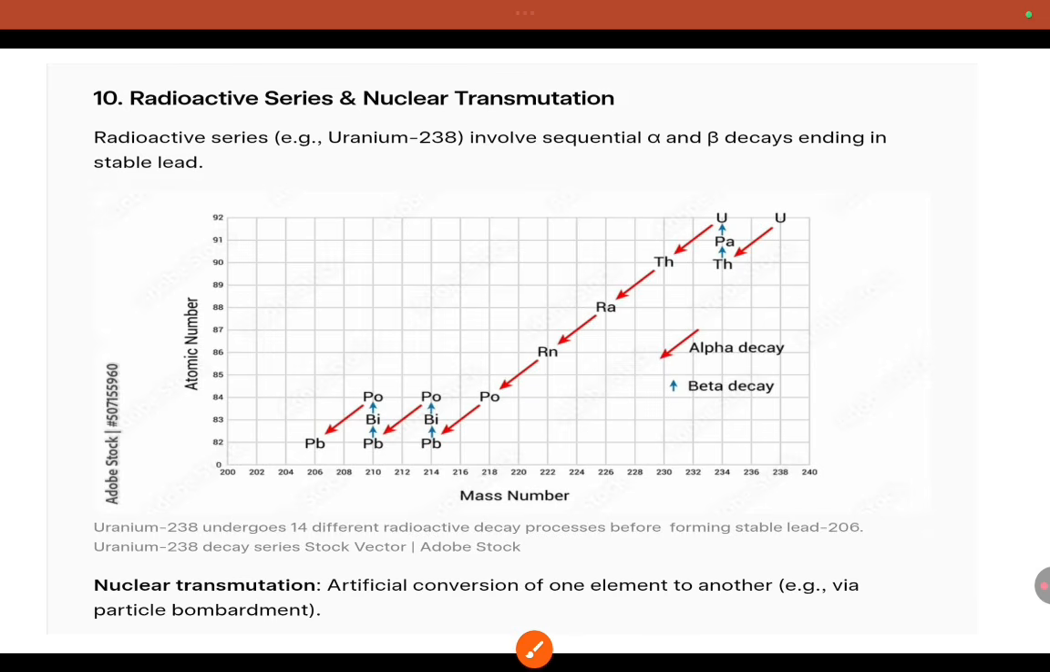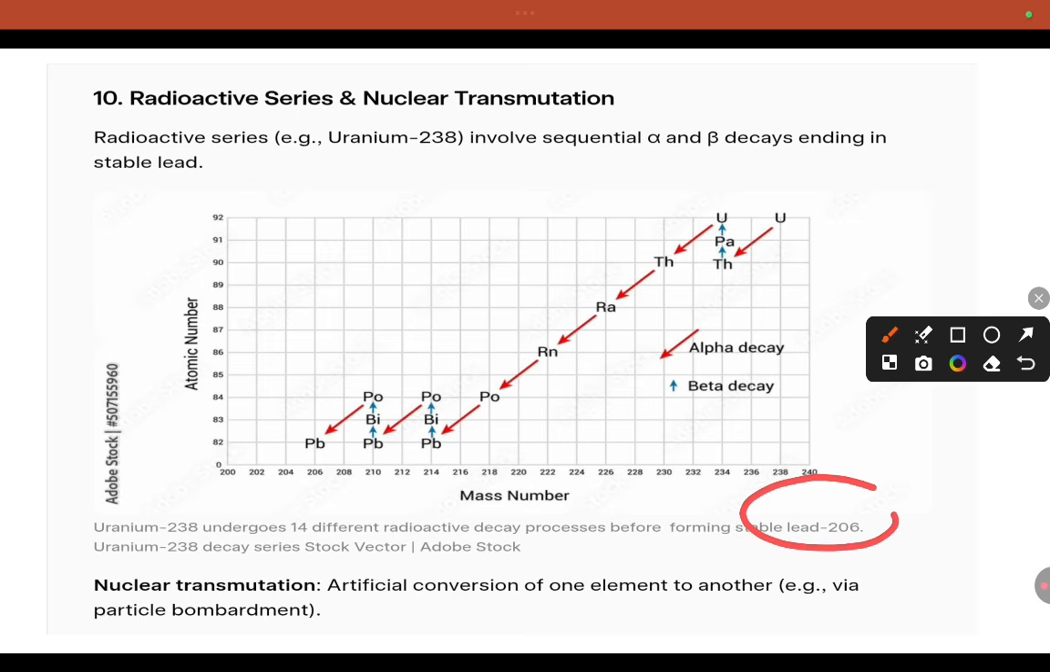Radioactive series and nuclear transmutation. In the radioactive series, uranium undergoes sequential alpha, beta and gamma decays, ending with a stable element. Uranium undergoes 14 different radioactive decays before forming a lead element. The uranium-238 decay series ends at lead. So uranium will be transmuted to lead.